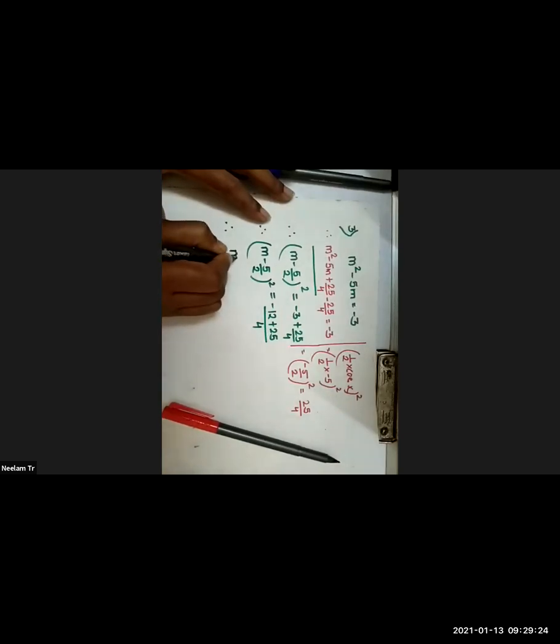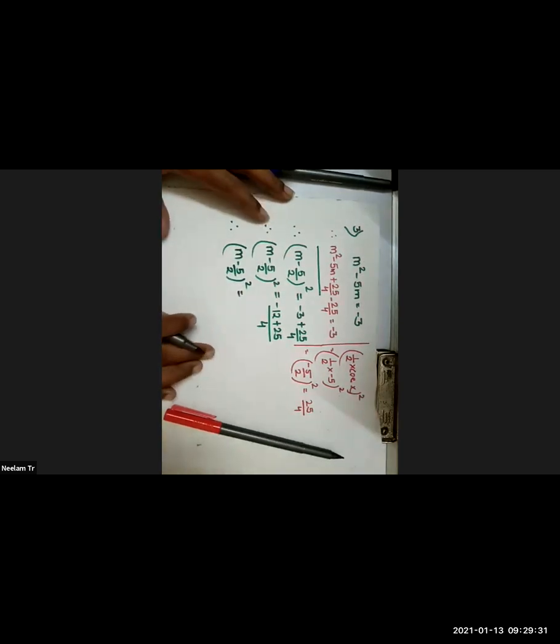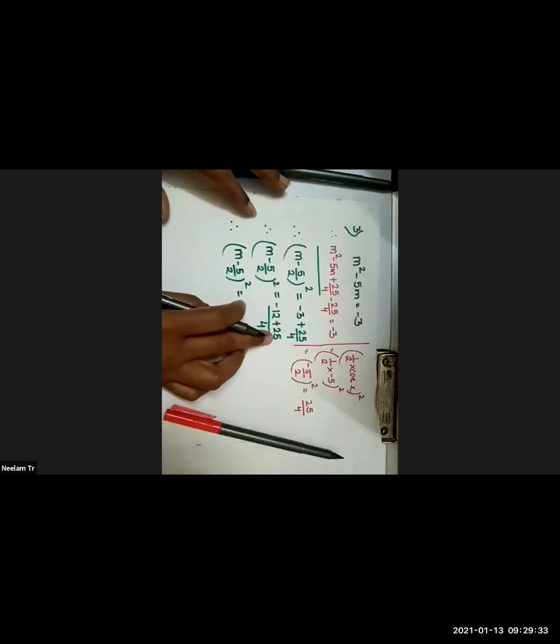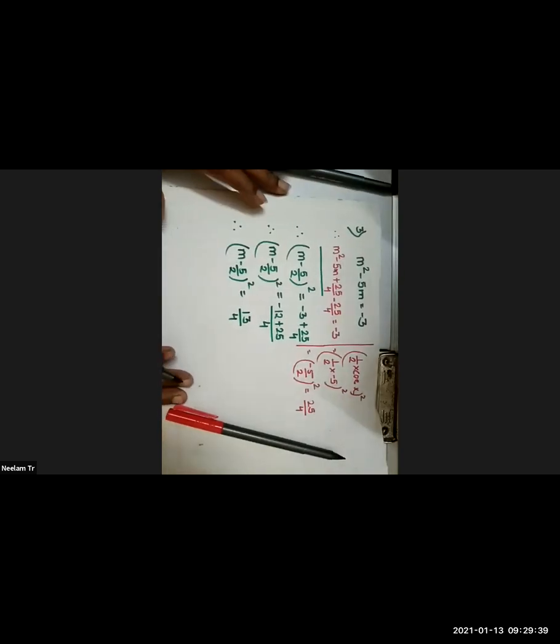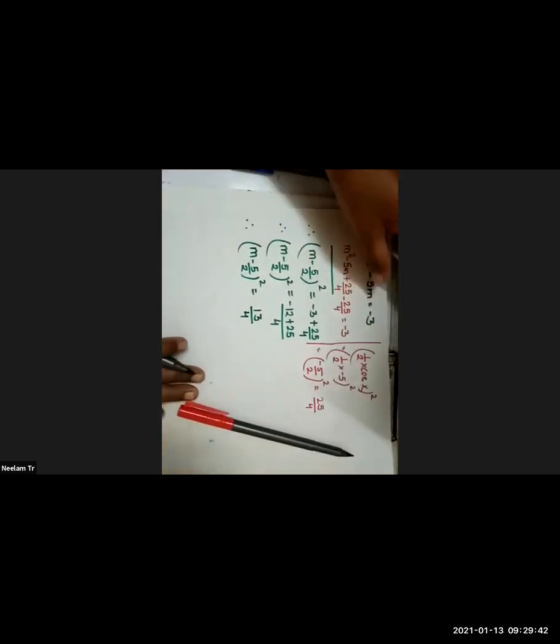Now what value will you get? 25 minus 12, you will get 13. 13 divided by 4. Now the next step, taking square root.